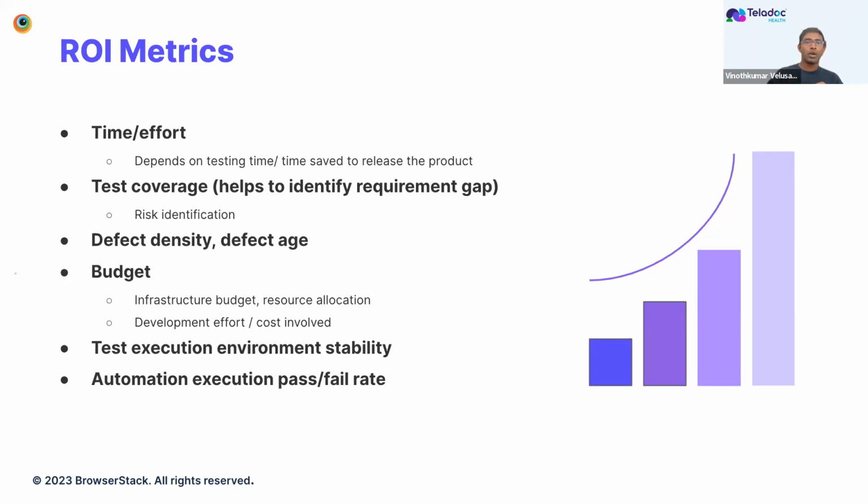Once you complete your automation, you won't get the benefit all of a sudden the next moment. Down the line, it's like a slow ramp up. So you should see an upward trend, not a downward trend. You need to understand that.